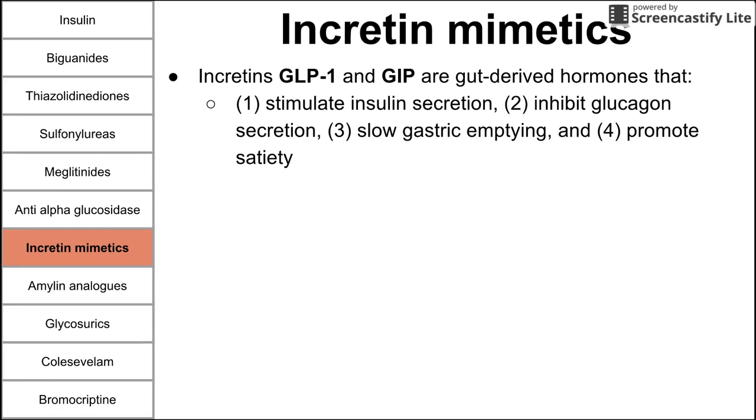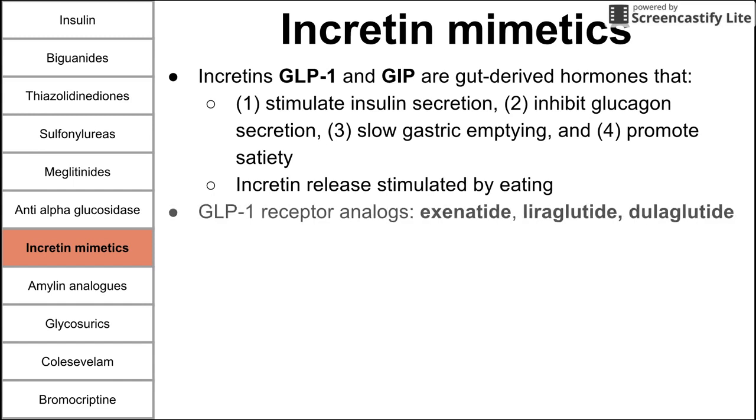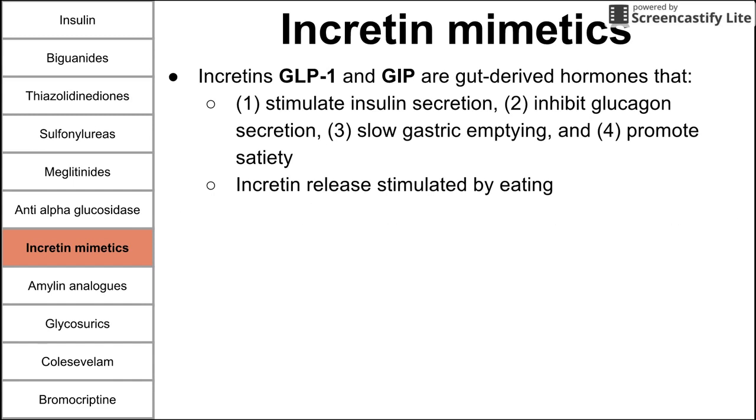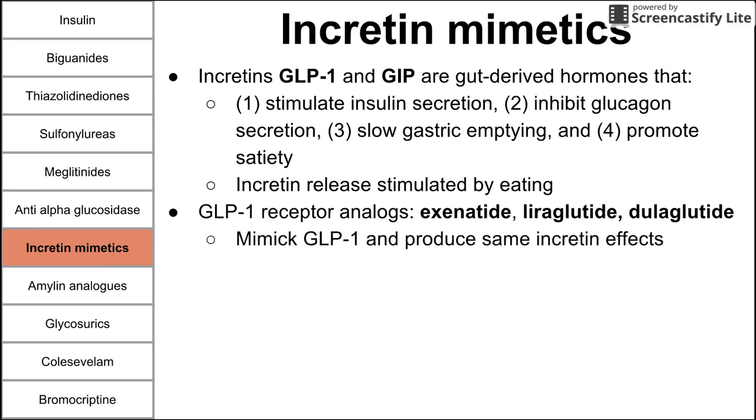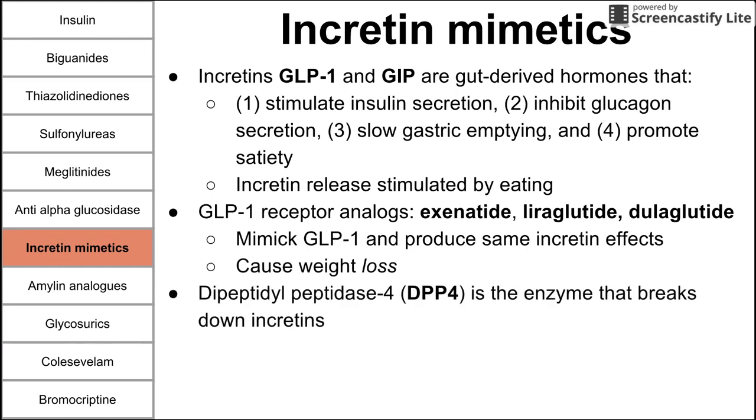They stimulate insulin release, they inhibit glucagon secretion, and they slow gastric emptying. They also promote satiety. So we can stimulate incretin release by eating, by stretching the stomach and the gut, and it's secreted by the gut. There are a couple of analogs to these incretins, or incretin mimetics, that we can administer as medicine to get these same four effects. These GLP-1 receptor analogs are exenatide, liraglutide, and dulaglutide. So they mimic that incretin and they produce the same incretin effects, which can result in weight loss, which can be desirable to patients.